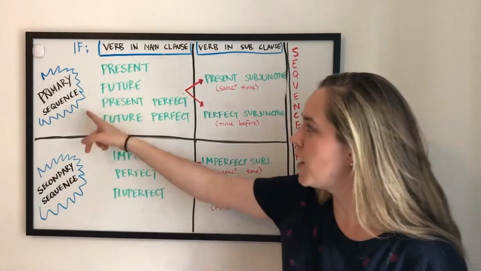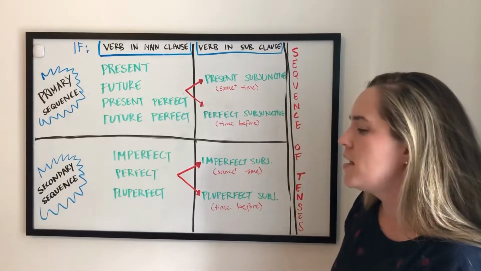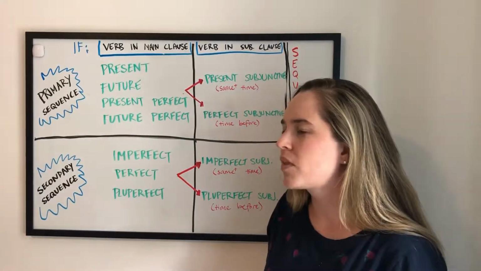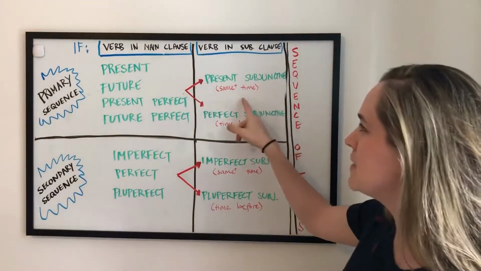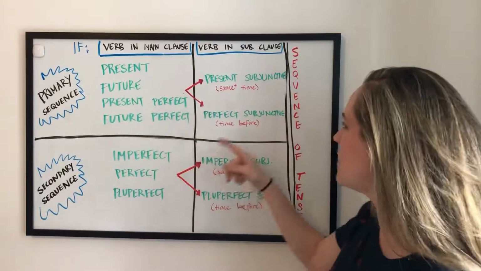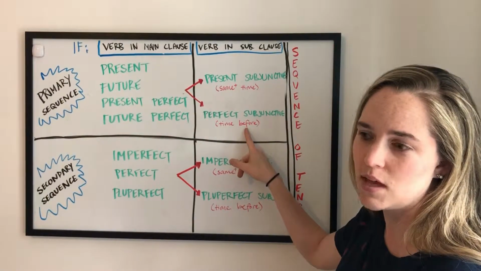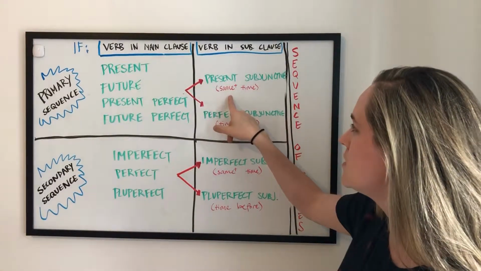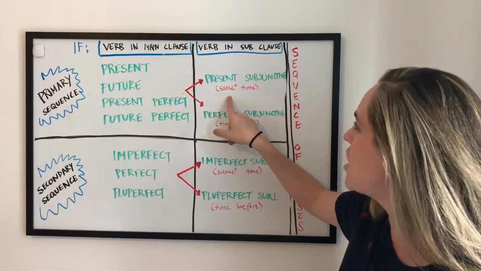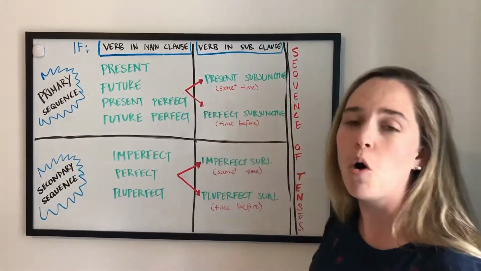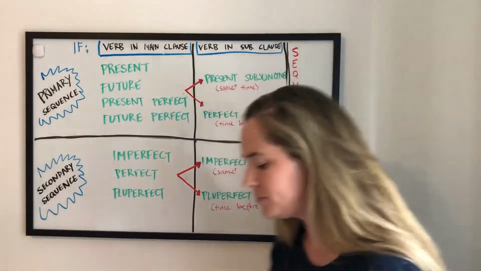Once you've decided if you're in primary sequence or secondary sequence, then you look at your subordinate clause. And you have to decide, is the verb in the subordinate clause expressing time that happens at the same time as the main verb, or is it happening in time before the main verb? I actually call it "same time plus," because really the question is, does the action happen at the same time or after the main verb? Let's look at an example here.